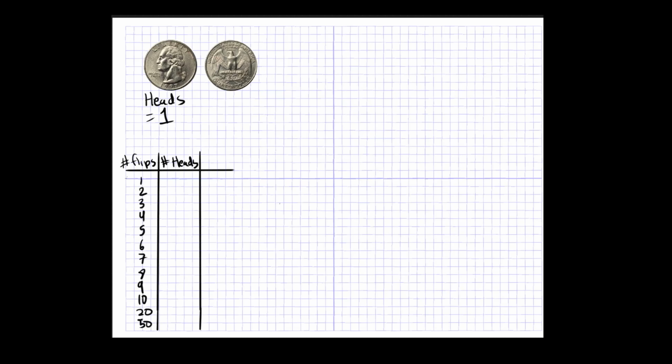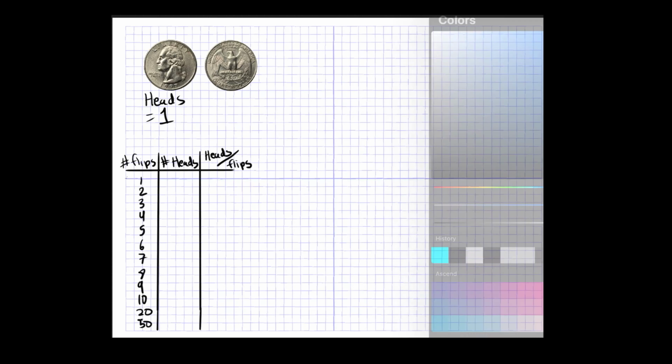And finally, in this last column, we're going to have the ratio of heads over flips. For example, if you flip the coin 2 times and you get heads once, then your heads over flip value will equal 0.5. 1 divided by 2, and then you would put that in this column over here.